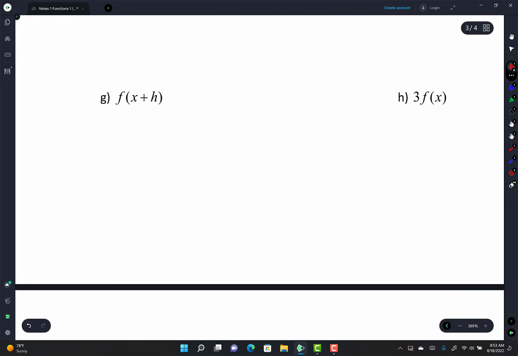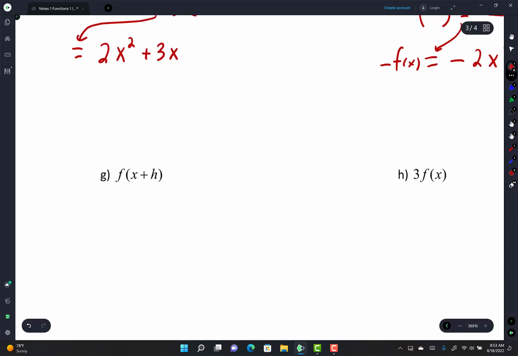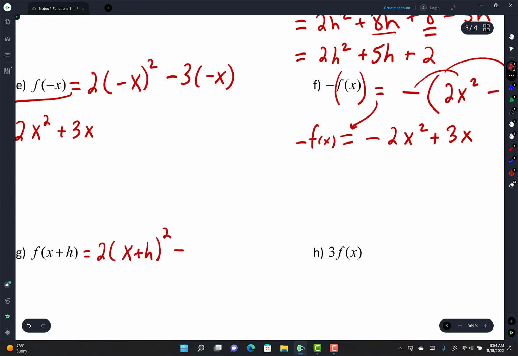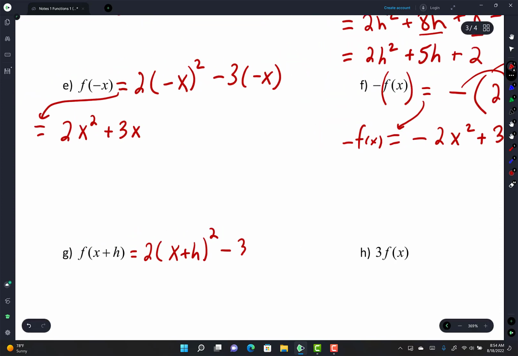Ooh, now we got a fun one here. Don't worry, guys. We're almost done. f of x plus h. So here we go. This equals 2 parenthesis x plus h close it squared minus, yeah, minus 3 parenthesis x plus h.